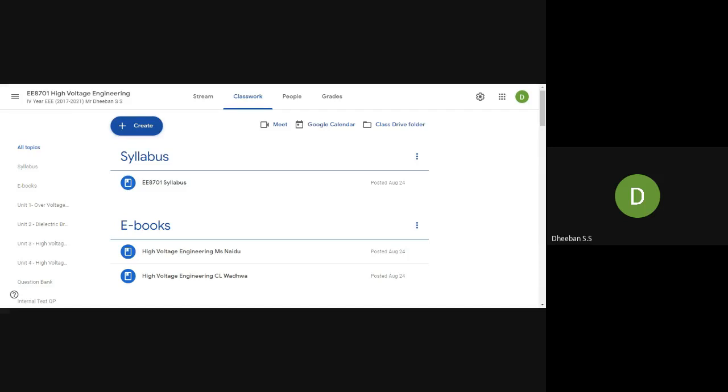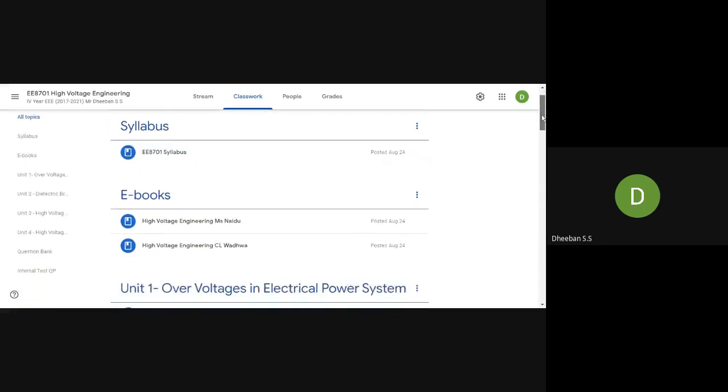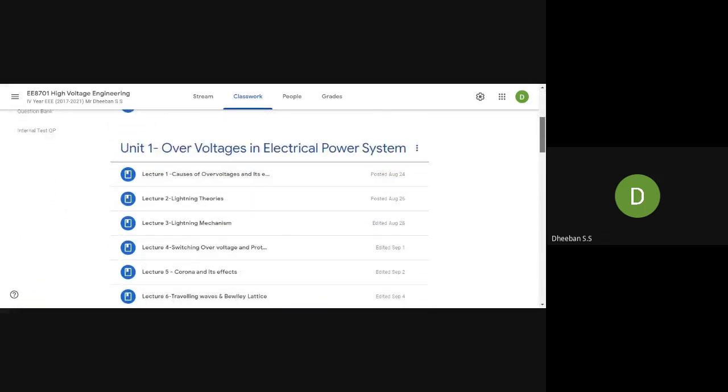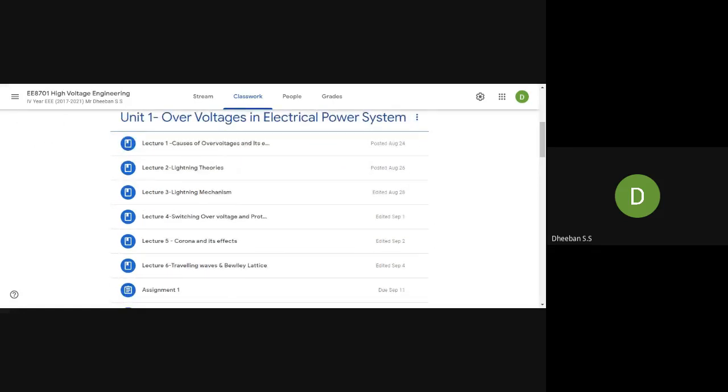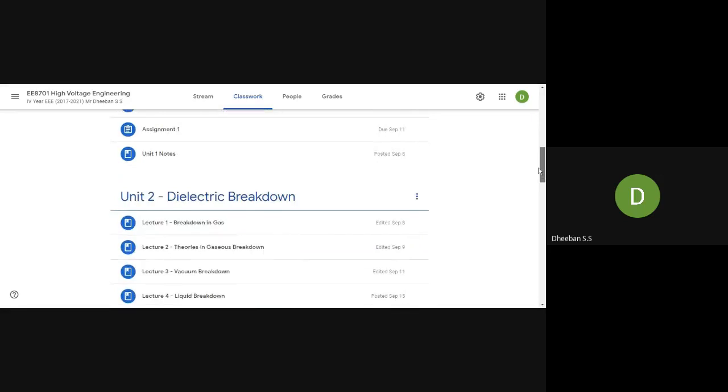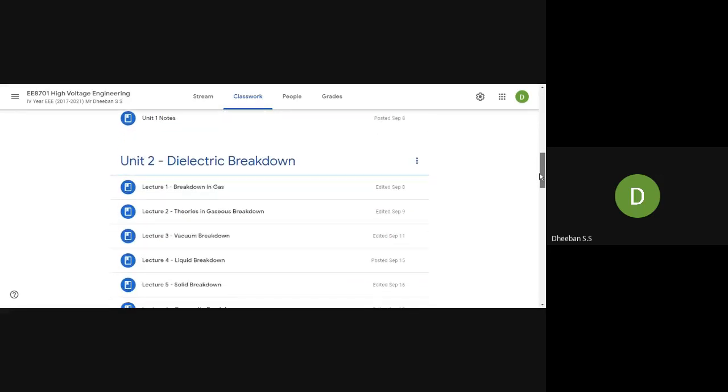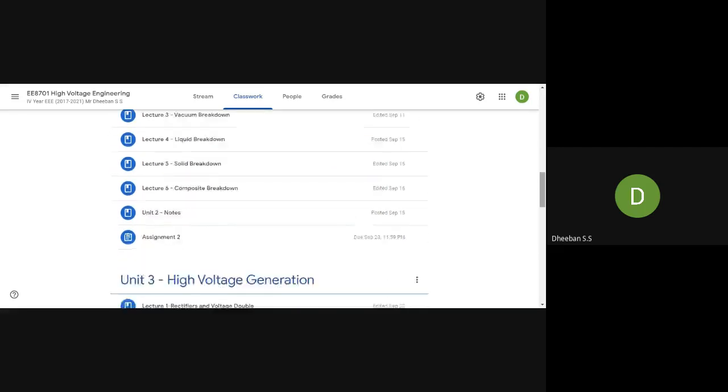We have been dealing with your fourth unit. Again, I will be giving an overview of the subject. In the first unit, we have seen about over voltages, what the different types of over voltages are, how they are caused by external factors, and how they are caused by switching surges. In the second unit, we have seen about dielectric breakdowns, that is, how breakdown occurs in an insulating medium.